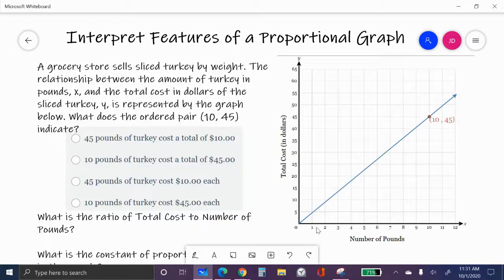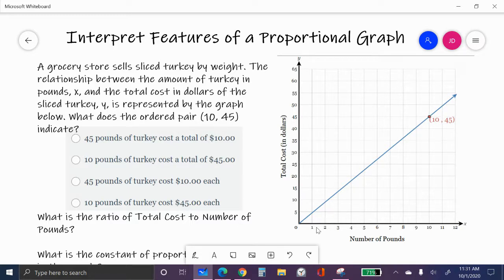In today's video, we're going to be interpreting features of a proportional graph. So we're going to take a look at different graphs, being able to read and understand them and apply new terms that you learned about proportions.